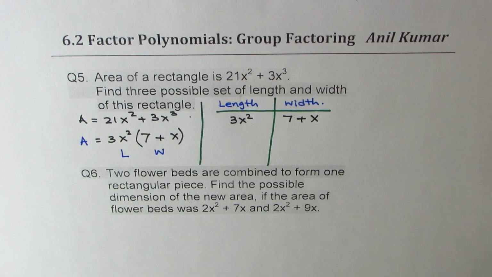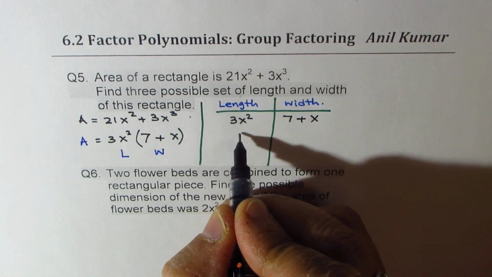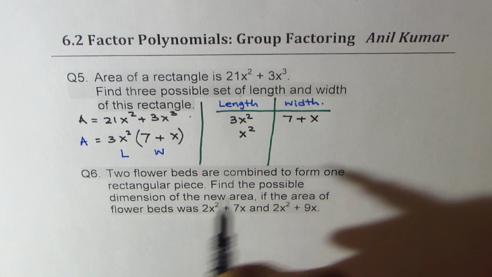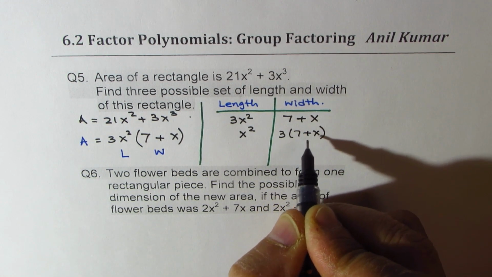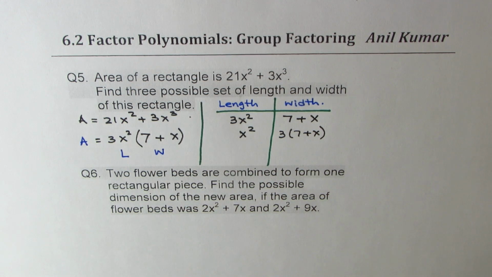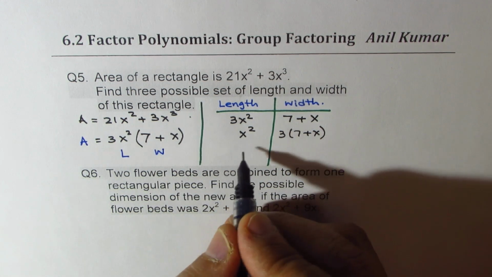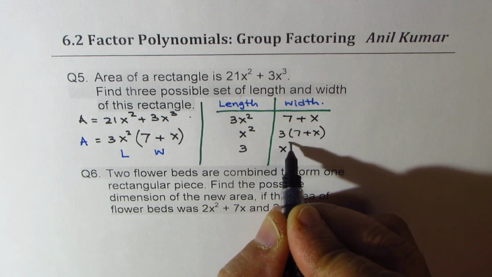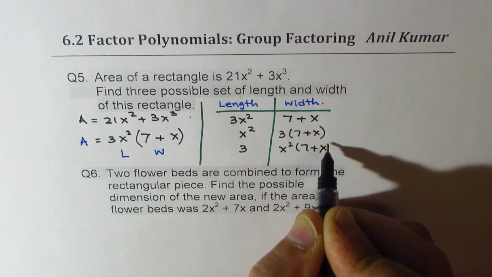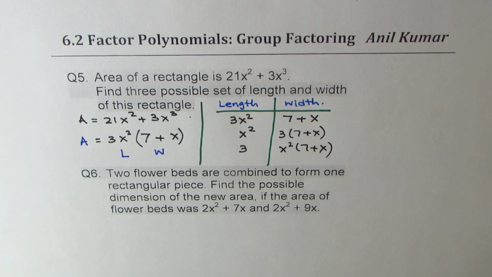Now what else could you do? Well, you could take x squared as length and 3 times 7 plus x as the width. So you could combine them. Do you get the idea? Or you could take 3 as the length and multiply x squared with 7 plus x as the width. Does that make sense to you? So these are the different combinations in which you can have a rectangle once you factor it.